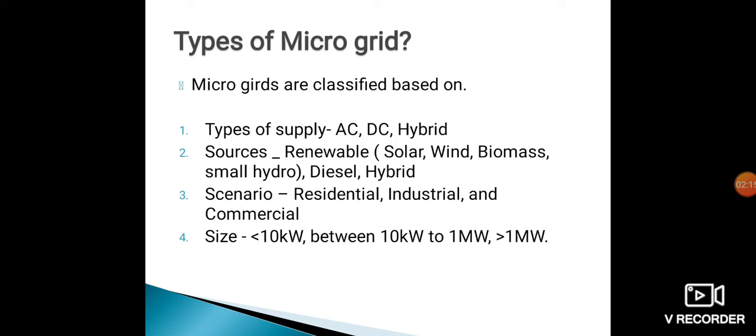According to the scenario, microgrid is classified into three categories: residential microgrid, industrial microgrid and commercial microgrid. And last one, according to the size of a microgrid, it is further classified into three parts: the microgrid with a load of less than 10 kilowatts, the microgrid with a load between 10 kilowatts and 1 megawatt, and last, the microgrid with a demand greater than 1 megawatt. So these are all the classifications of microgrid on the four bases.